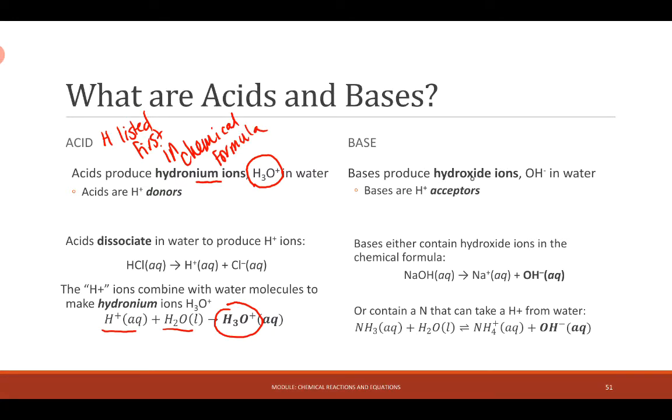Bases, on the other hand, don't form hydronium, they form hydroxide ions in water. Bases are defined as being H+ acceptors. You can recognize bases by either having bases that contain hydroxide ions directly or by bases that contain ammonia or amines.